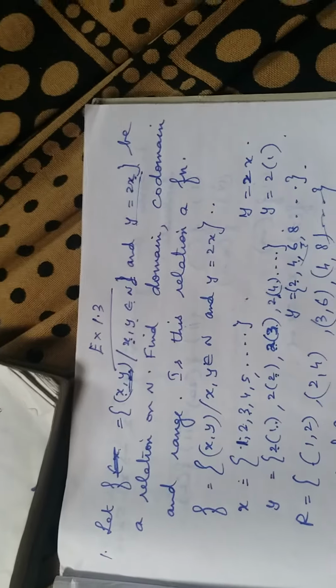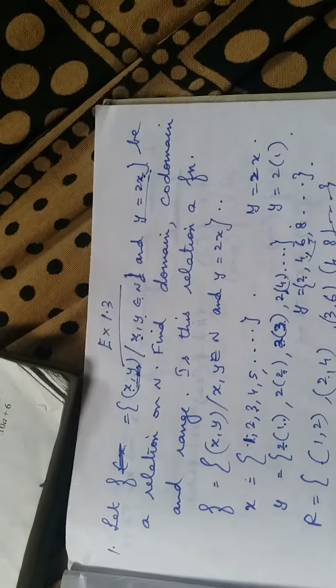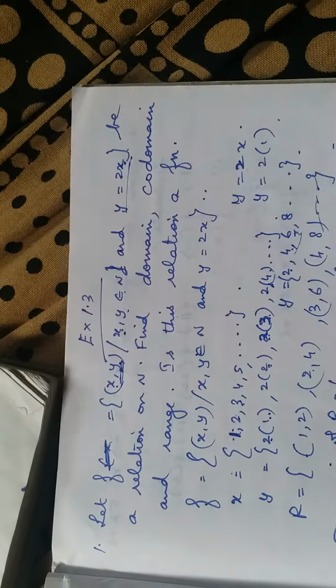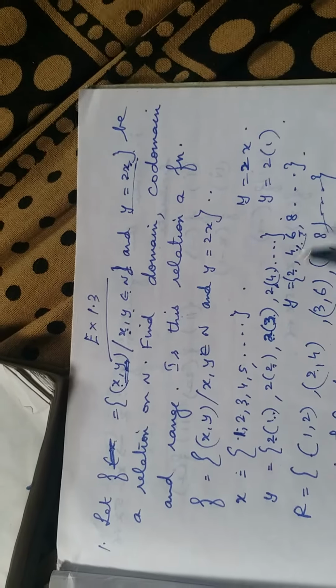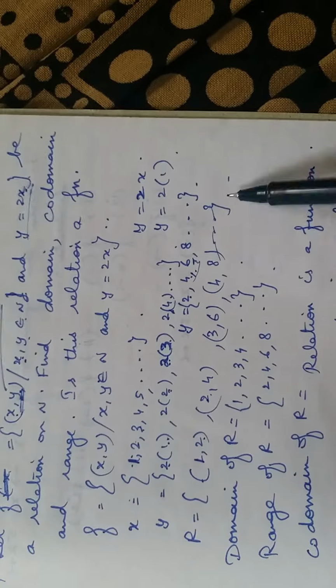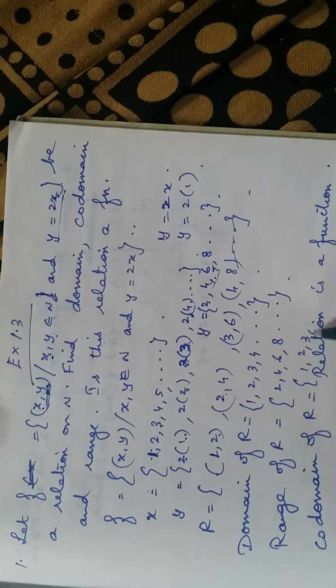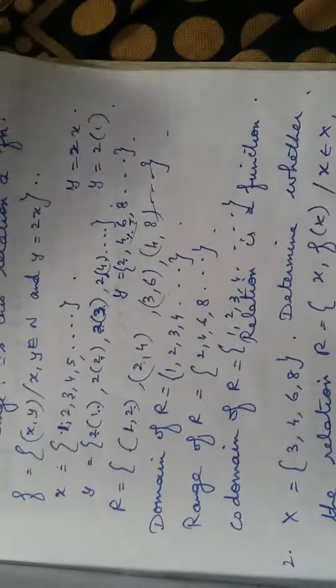So what is your domain? Domain is the first element: 1, 2, 3, 4, like that, all of this comes under domain. Range is the second value you get after substituting in the function: 2, 4, 6, 8, like that. The second value is your range. Your codomain is all the natural numbers: 1, 2, 3, 4, all the natural numbers. So that is your codomain of R. Can you follow?